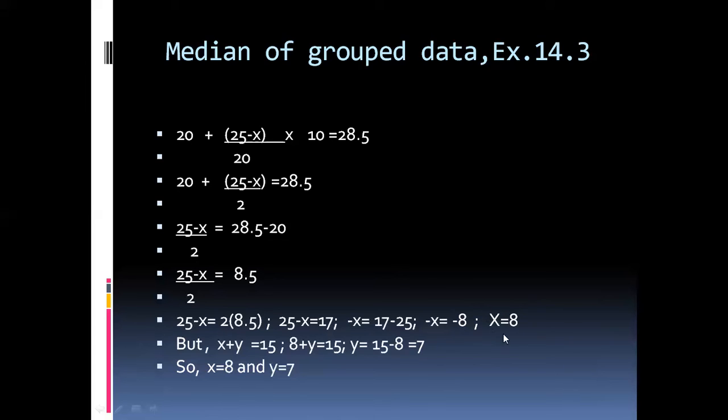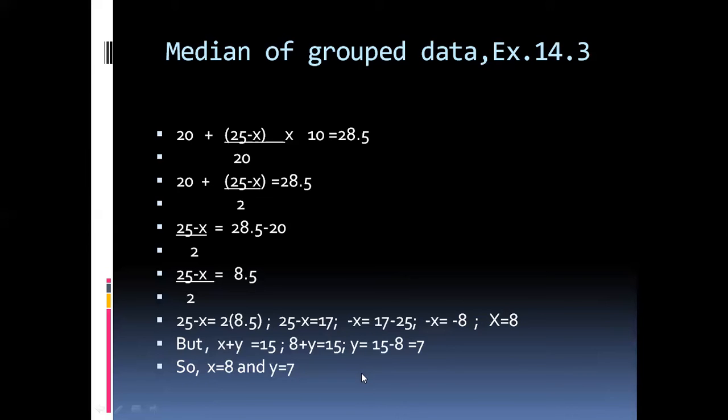This x value, substitute in that equation in the table. After the table, we got one equation, that is x plus y is equal to 15. In that you substitute the x value here. So in the x place you substitute 8. So 8 plus y is equal to 15. Then transpose 8 to the other side. Then y is equal to 15 minus 8, that is equal to 7. So x is equal to 8 and y is equal to 7.